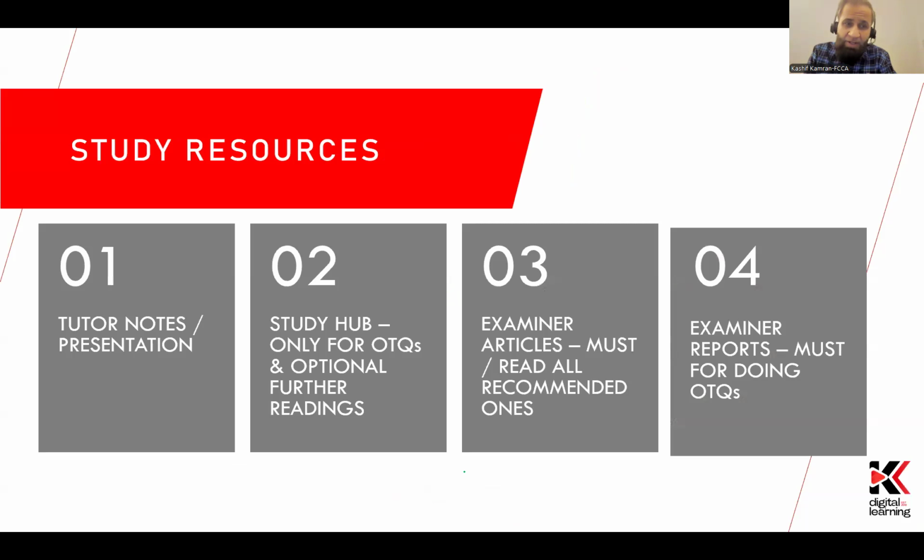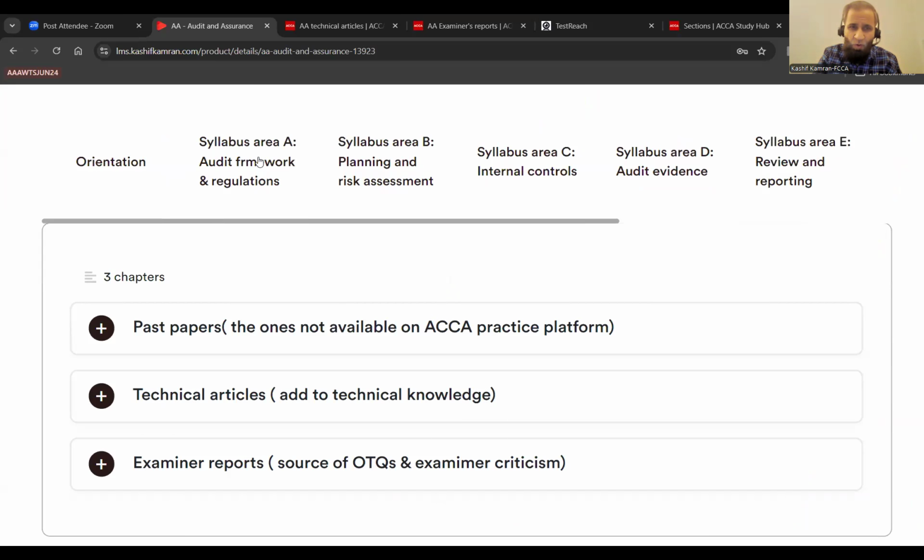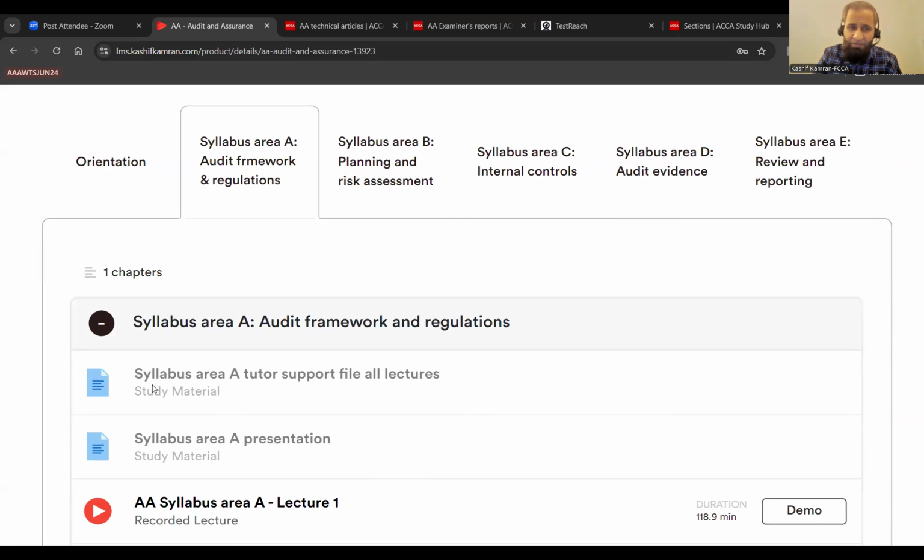Number 1 is the tutor notes and presentation. Every section you do on my portal will have tutor notes and presentation. Let me show you that. Suppose you go to section A first, which is the syllabus area A. You open up the syllabus area A. See over here, you can see the 2 Word files, tutor support files and presentation.